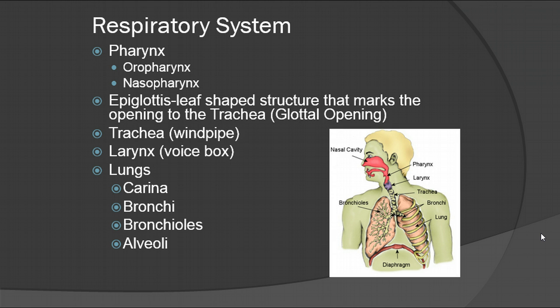As far as the functions are concerned, we have the pharynx, the epiglottis, the trachea, the larynx, and lungs. The pharynx is composed of the oropharynx and nasopharynx. The nasopharynx is in the nasal area, and the oropharynx is this region right here. So these areas are the pharynx. Then we have the larynx, which is typically called the voice box. And just below this we have the trachea.